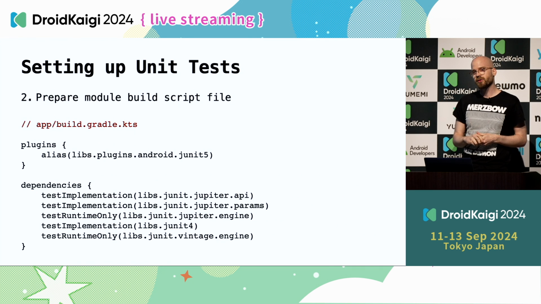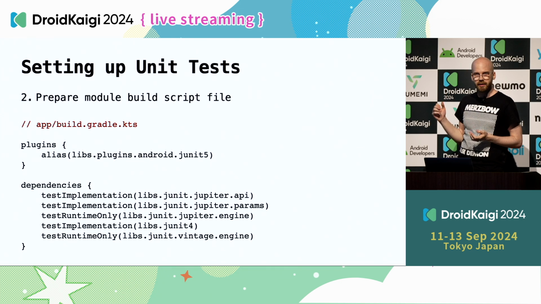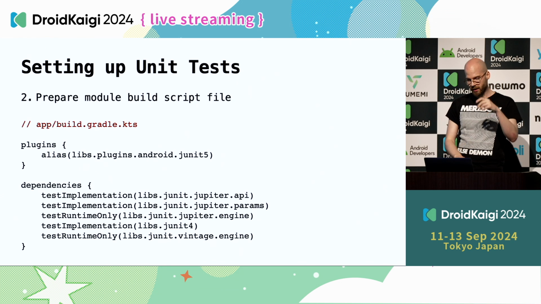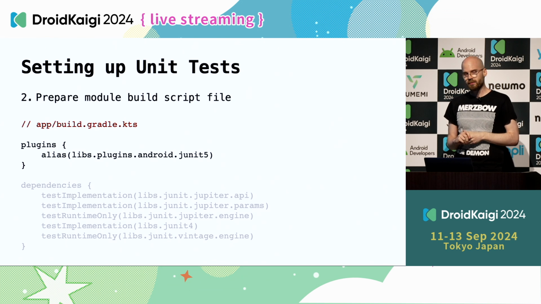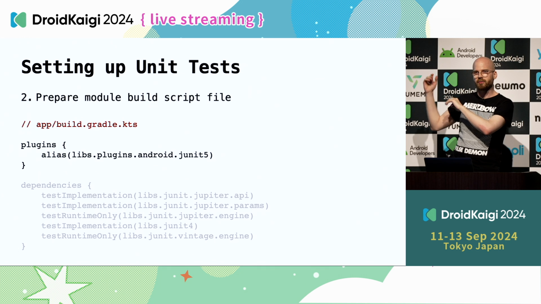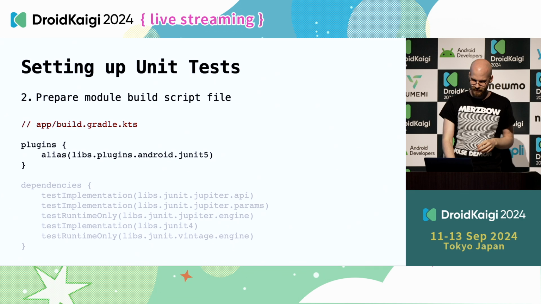So the second step is you go into your module. I use the app module here. And I open the build script file. And first of all, I apply the plugin at the top, like so. Underneath your other plugins, you apply this one for Android JUnit 5.